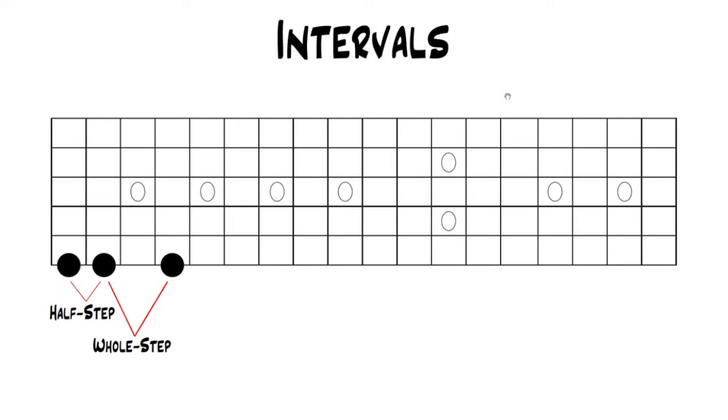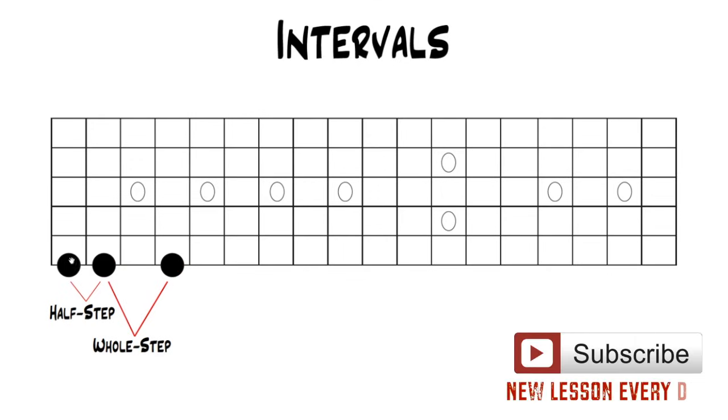So a half step is the distance between two notes that are one fret apart. So you can see from here, this note to this note is one fret apart, which means that these two notes are a half step apart, or a semitone. And then a whole step is 2 frets apart. So you can see from this note to this note is 2 frets apart, if you count up 1, 2, so that's a whole step or a whole tone.